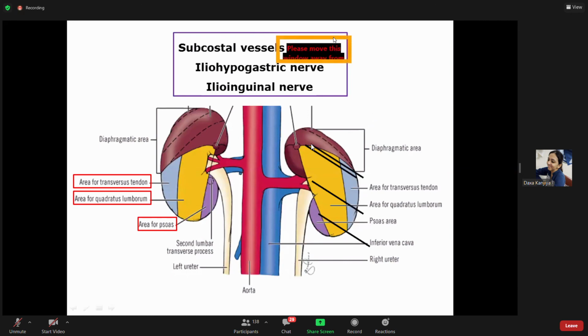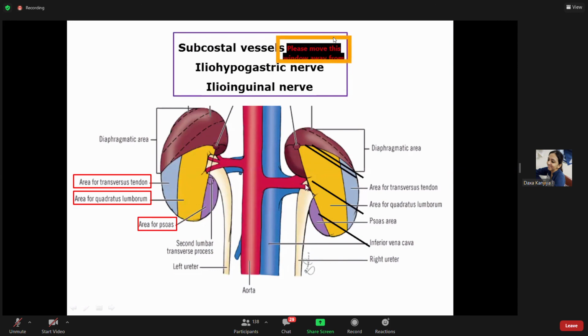See, as I told you, the diaphragmatic area is in the form of two arcuate ligaments, medial and lateral arcuate ligament. This curved line shows you the lateral arcuate ligament. So just beneath the lateral arcuate ligament, there is an emergent point of the subcostal vessels and nerves. So where will you draw the subcostal vessels and nerves? Just beneath the lateral arcuate ligament.